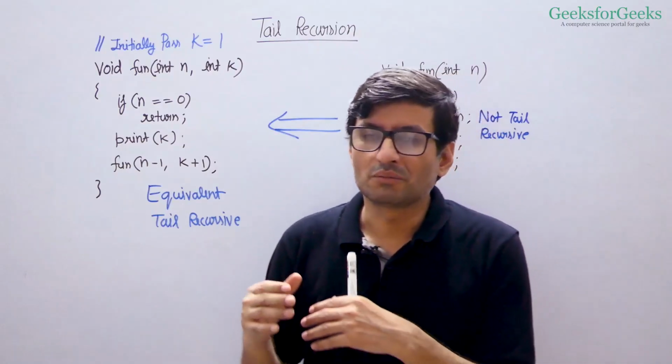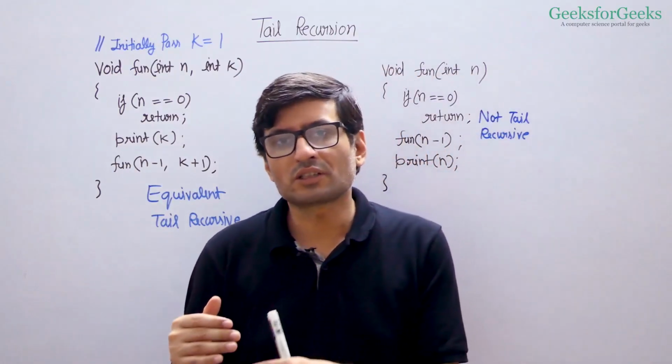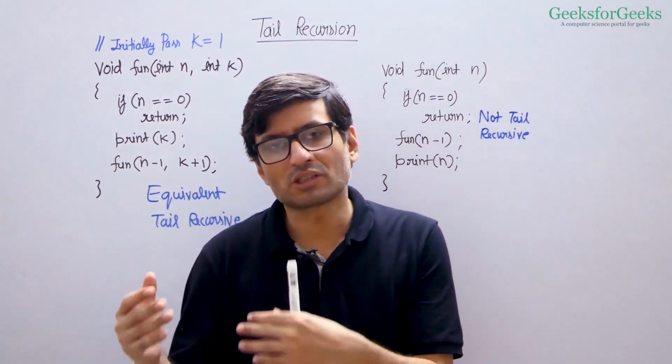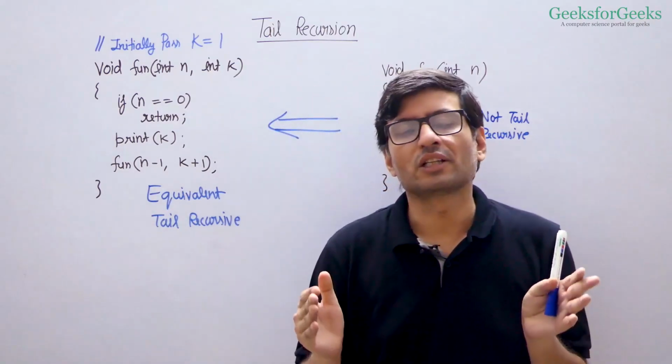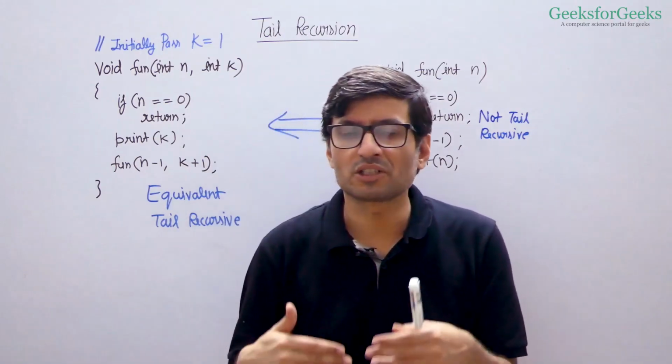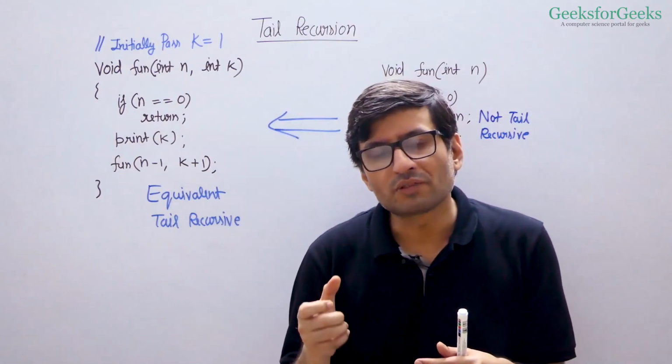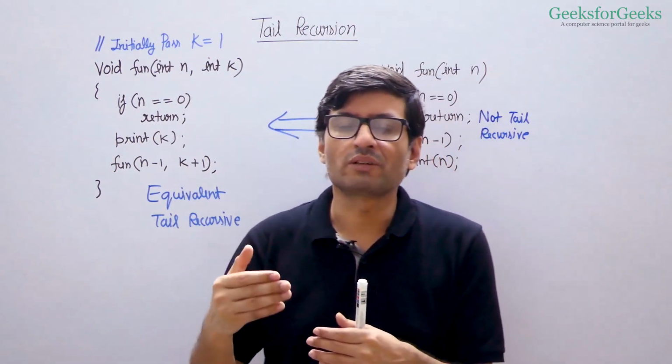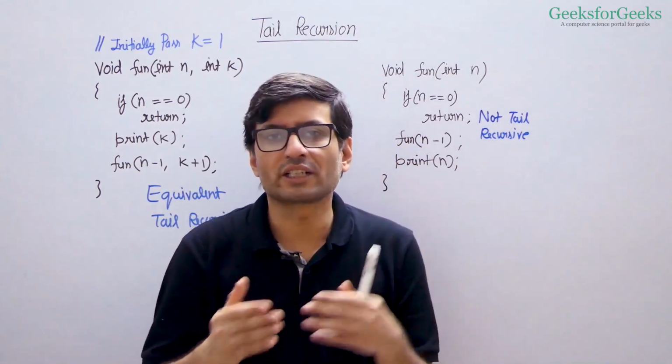What happens in merge sort? You first recursively call merge sort for the first half, then you recursively call merge sort for the second half, then you call a function merge. So the calling of function merge can happen only when you have recursively sorted the first and second halves.